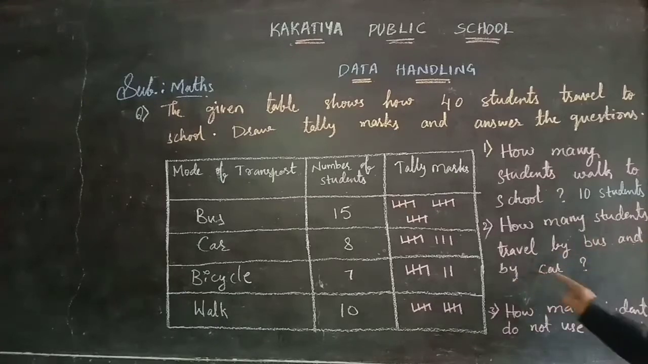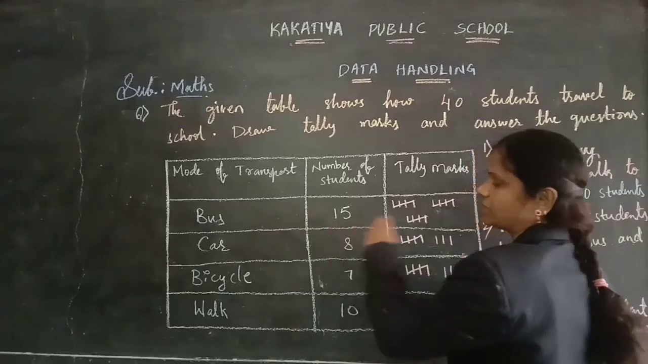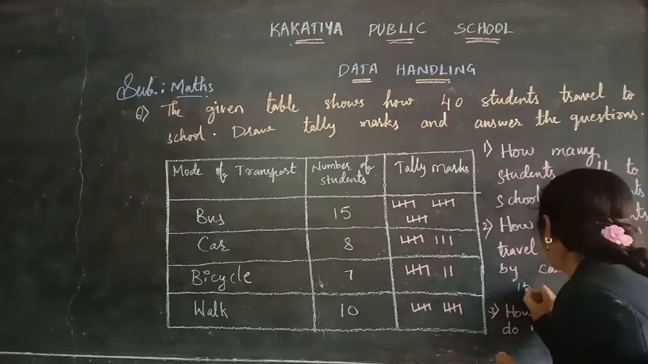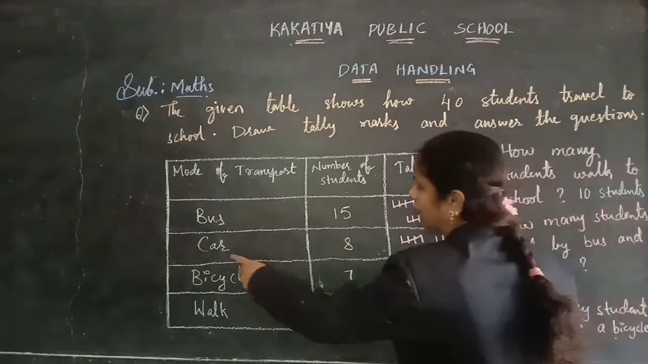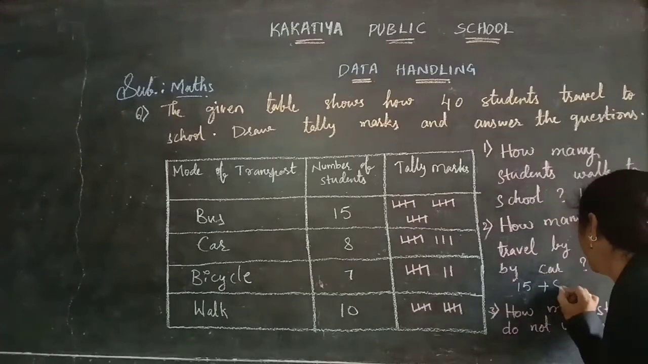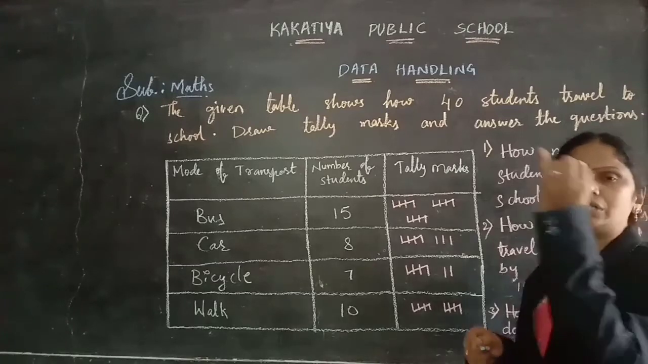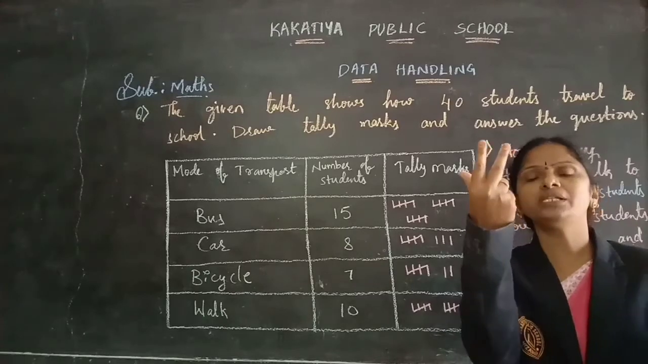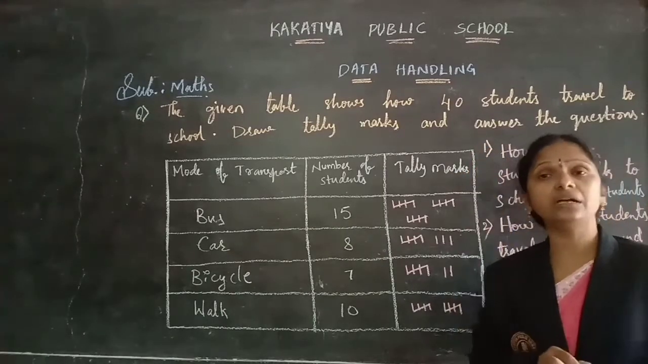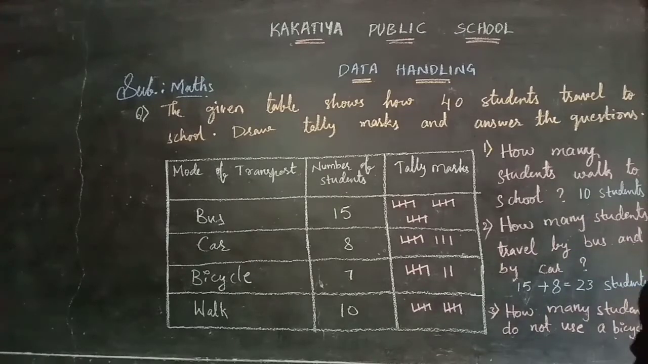By bus and car together they are asking, children. So how many students are traveling by bus? 15 students. Together means plus, children, and by car here 8 students. So 15 plus 8, children. 15 plus 8 means 15 and the next 8 numbers: 16, 17, 18, 19, 20, 21, 22, 23. So how many students are traveling by bus and car here? 23 students. So 23 students are traveling by bus and also car.